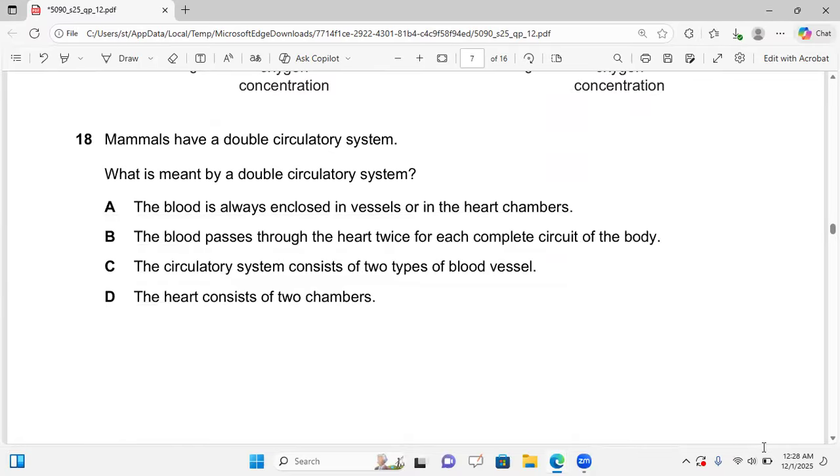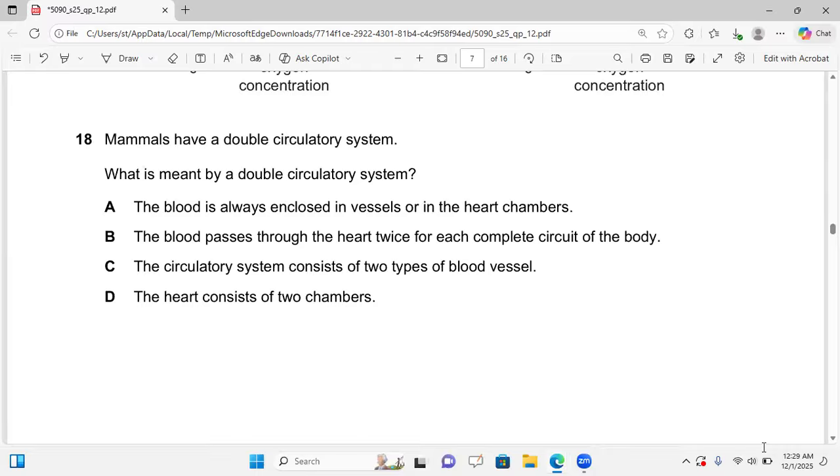What mammals have a double circulatory system? What is meant by double circulatory system? We remember that in a double circulatory system, the blood goes towards the heart, then towards the lungs, comes again towards the heart, and then goes towards the whole body.